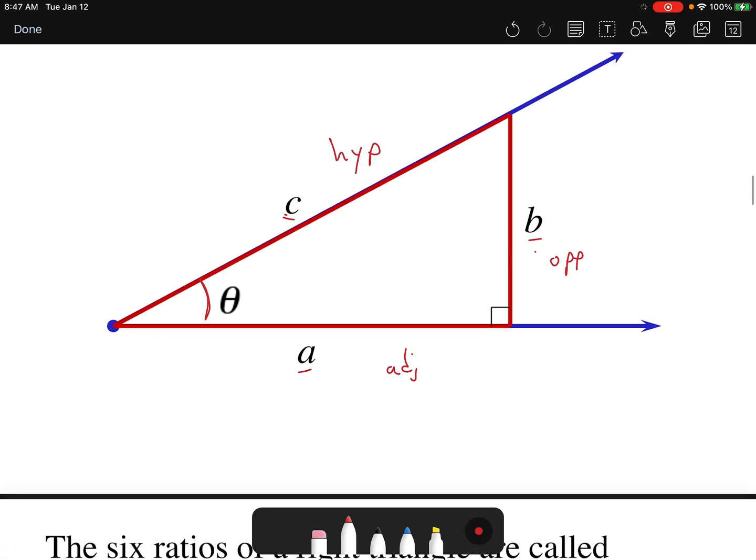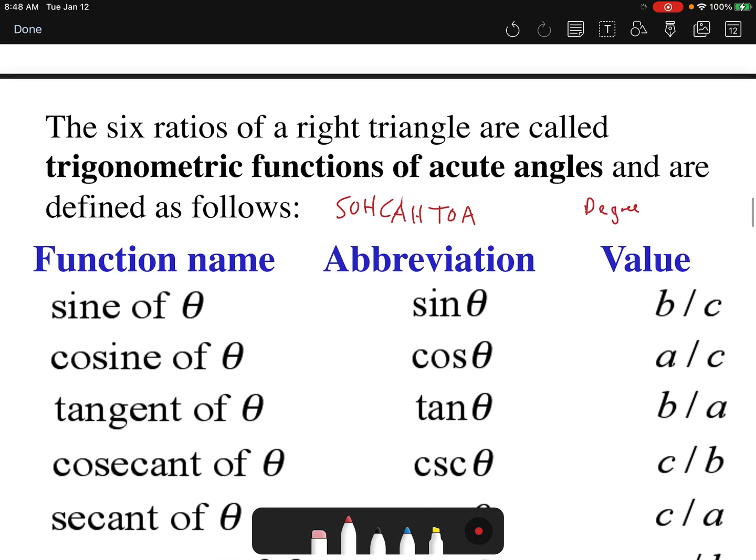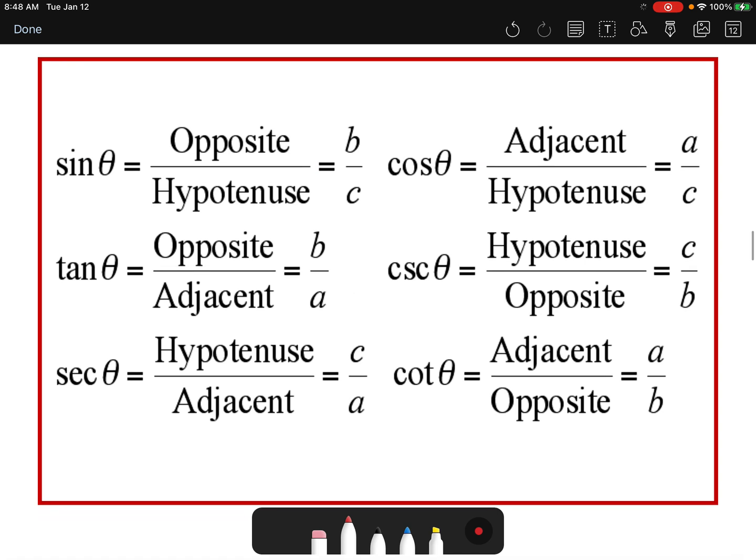So when you're looking at SOHCAHTOA, as we call it, SOHCAHTOA is just an acronym for sine is opposite over hypotenuse, cosine is adjacent over hypotenuse, and tangent is opposite over adjacent. When we use SOHCAHTOA, we are always in degree mode. So we need to make sure that our calculators are in degree mode.